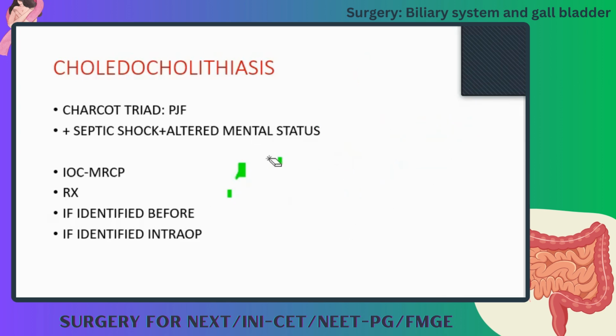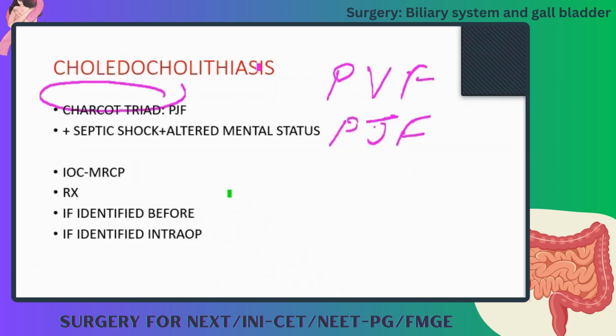Is it PVF, sir? Yeah, it is PVF. Very good. So Murphy's triad is pain, vomiting, and fever. Here it is pain, jaundice, and fever. Okay, it is Charcot's triad. Charcot's triad is the classic of choledocholithiasis.